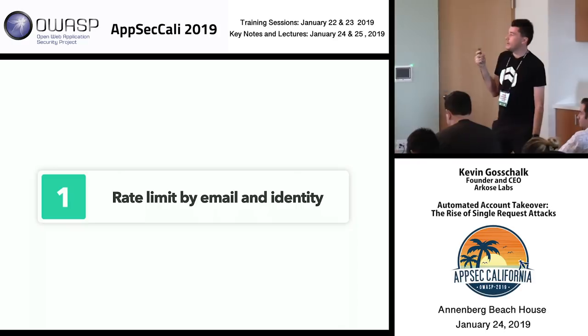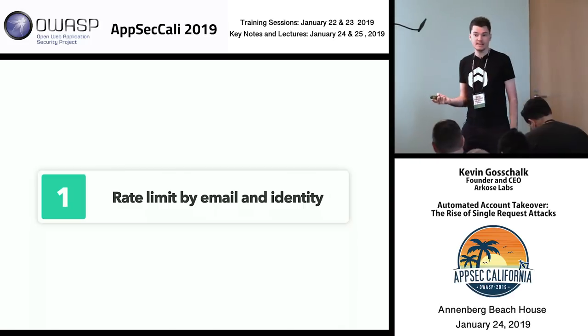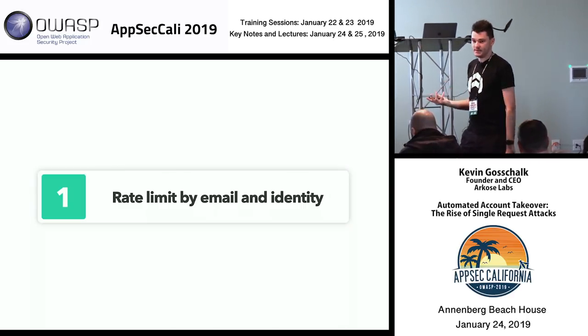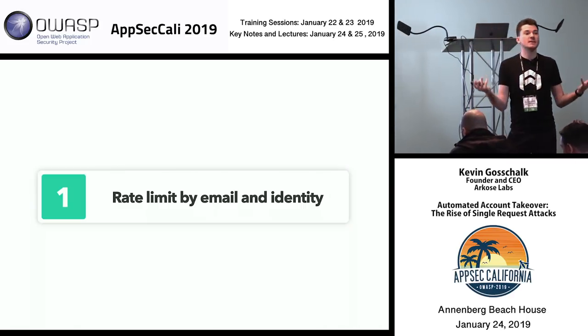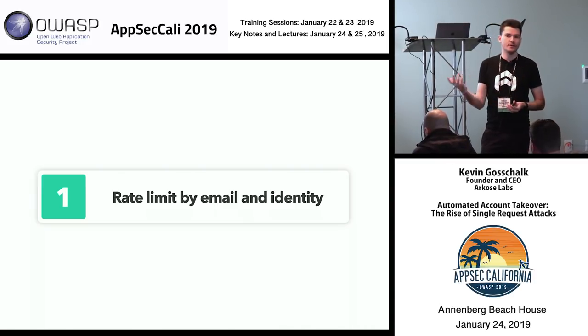But one major recommendation is rate limiting by the email and the identity of the user, if you have software that does that. So this means that maybe give them three attempts on an IP or on an identity. That is one thing you can do.